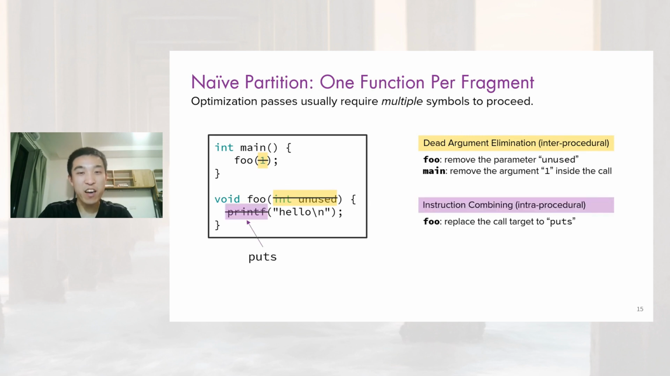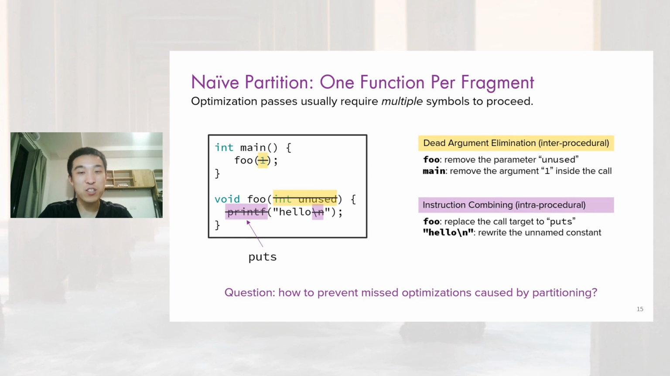Similarly, the printf inside function foo can be optimized to puts. In this case, the trailing newline of the associated unnamed constant should be removed. In summary, if we simply recompile single functions, many kinds of optimizations would not run. How can we prevent missed optimizations when partitioning?